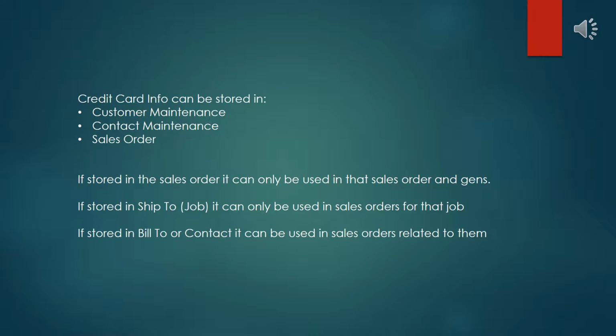In the Eclipse Vantiv system, the credit card information, payment information, can be stored in three different locations: either at the customer level and the ship to or bill to level, in the contact maintenance, which is used a lot by the Eclipse Commerce Connector website for e-commerce, or at the sales order level.